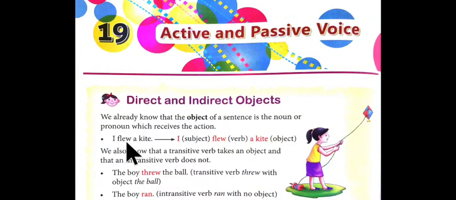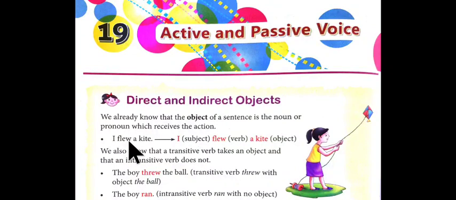Okay, so what is object? It should be clear to you, students, that object is a part of the sentence that receives action from the subject. Once again, students, I flew a kite. So here I is subject, flew is verb, and kite is object. Why is kite the object here? Because kite is receiving action from the subject, that is I.